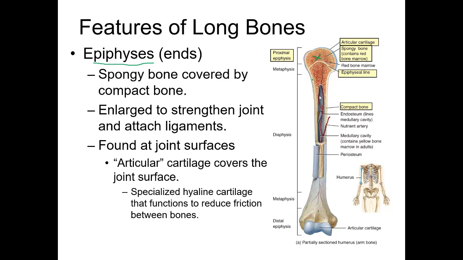Now this area right here, the blue area, is called the articular cartilage. Anytime you see the term articular or articulation, that means that area is going to participate in some kind of a joint. Where you have a joint, there is going to be friction. Where there's going to be friction, there has to be some way to reduce friction.